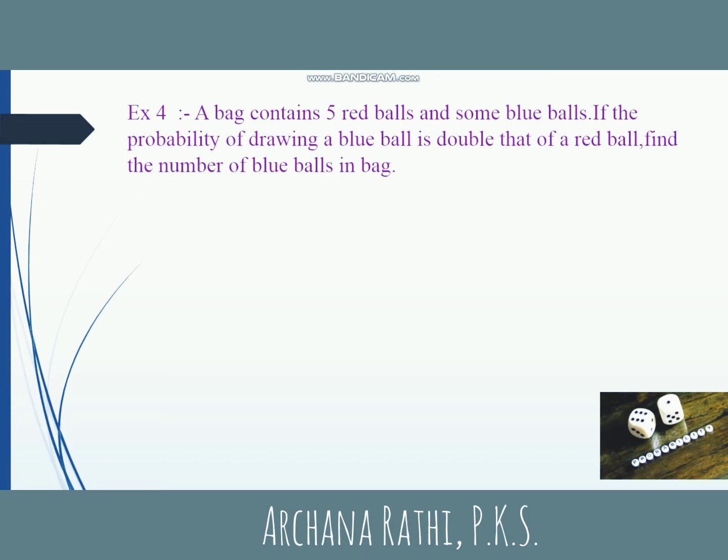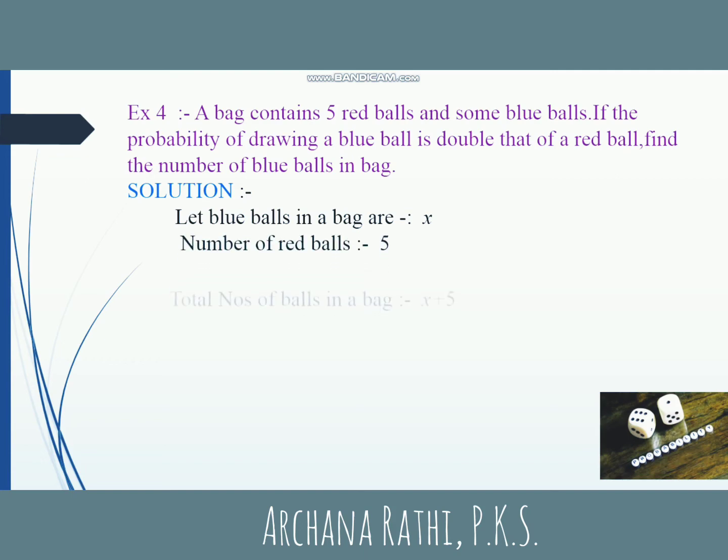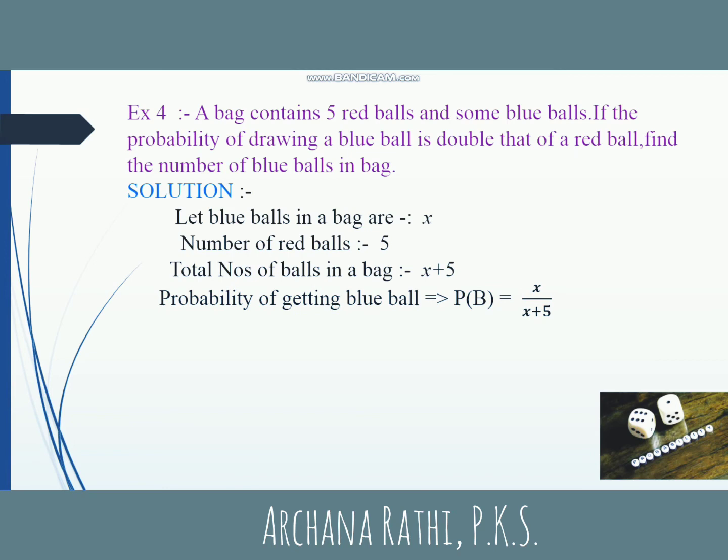So we don't know the number of blue balls, so we will take the number of blue balls as x, and the number of red balls is 5, therefore the total number of balls is x plus 5. Now what is the probability of getting red and blue? There is one condition given. The probability of getting a blue ball is P(B), which is the number of blue balls upon the total number of balls, therefore x upon x plus 5.